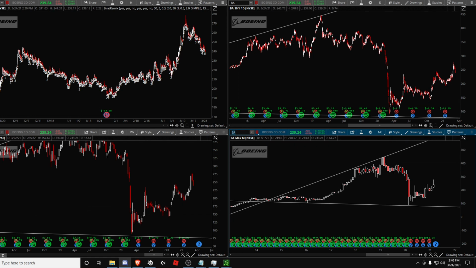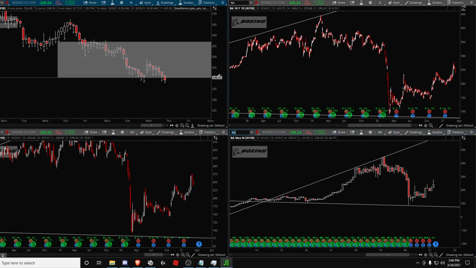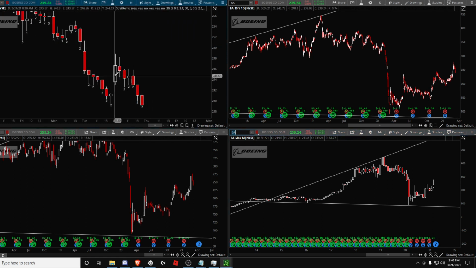But the way you know if it's bullish or bearish is the direction it breaks. So 2, 1, 2 to the downside, that's bearish on Boeing.